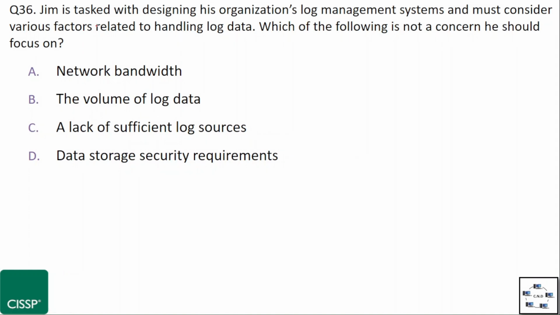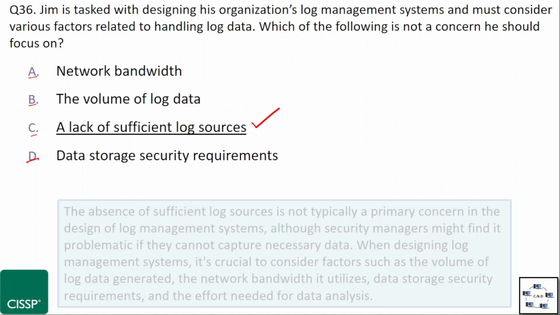Question number 36. Jim is tasked with designing his organization's log management systems and must consider various factors related to handling log data. Which of the following is not a concern he should focus on? The options are option A, network bandwidth, option B, the volume of log data, option C, a lack of sufficient log sources, and option D, data storage security requirements. And the correct option is option C, a lack of sufficient log sources.